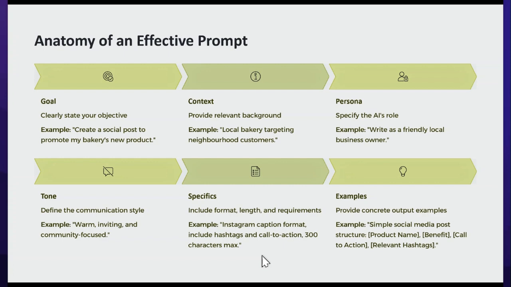You're specifying your audience. A very powerful technique is to ask the AI tool to assume a role or persona. So, write as a friendly local business owner. Style and tone are important. So, warm, inviting, and community focused. Specifics include the format, length, and any other requirements. So we're going to specify which social network, Instagram. Going to ask the AI tool to include captions and a call to action, and to limit the caption or the post to 300 characters.